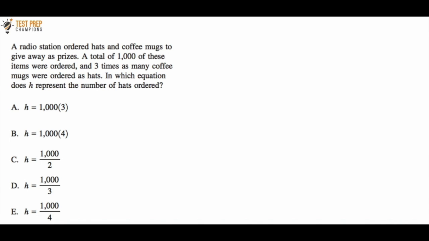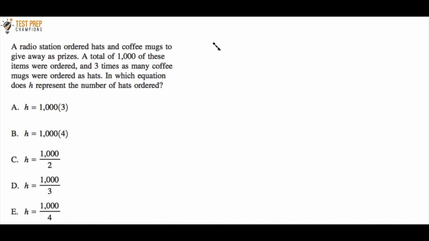A radio station ordered hats and coffee mugs to give away as prizes. A total of 1,000 of these items were ordered, and 3 times as many coffee mugs were ordered as hats. In which equation does H represent the number of hats ordered? Is it A, B, C, D, or E? So now would be a good time to pause the video, try to figure this out, and then when you're ready, we'll go over how to do the question.